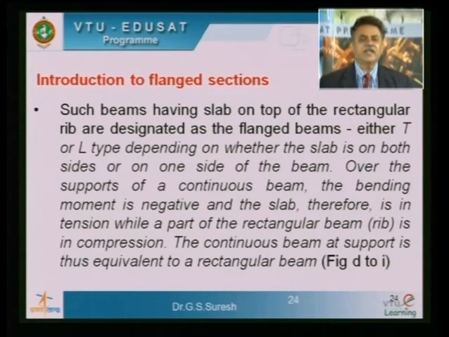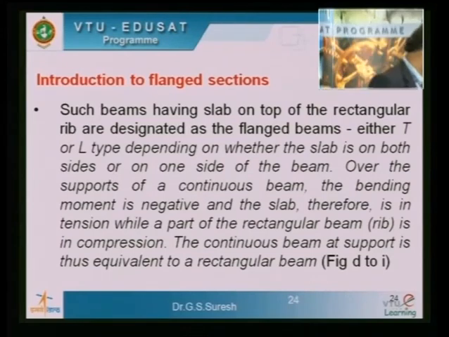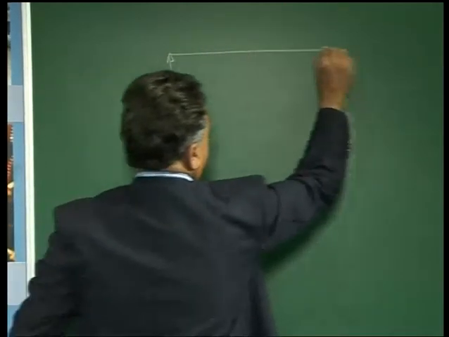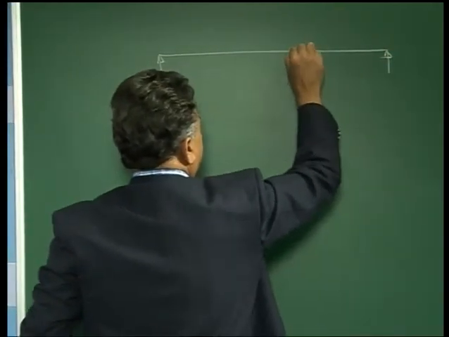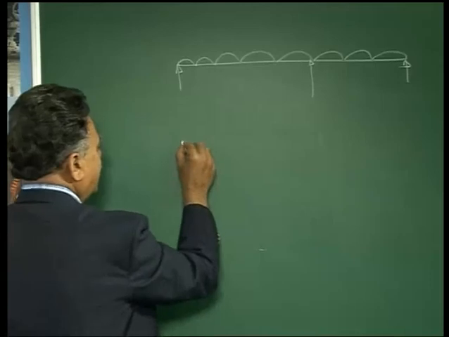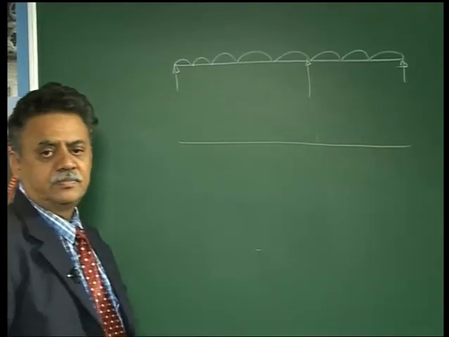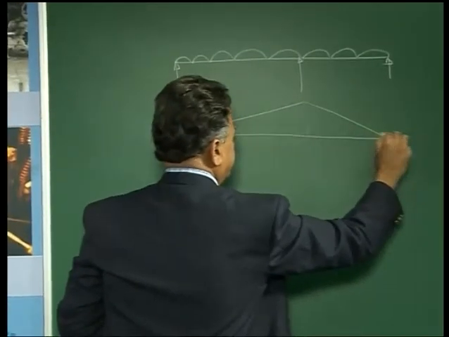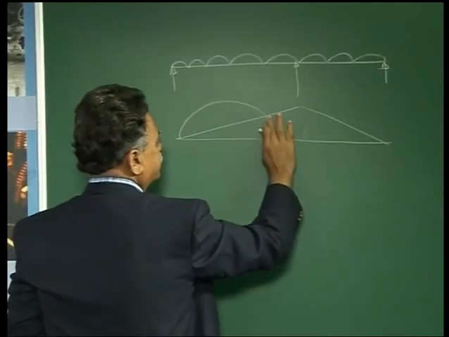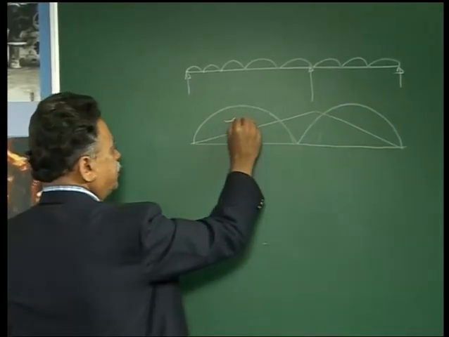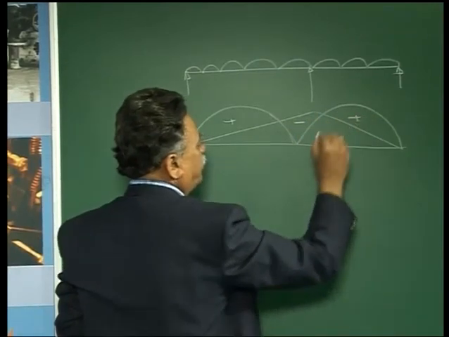Let us try to understand this with the help of the sketch on the board. Now I will show you. Now I have the case of a continuous beam. You consider this as a continuous beam. I will take two spans and I apply the UDL. Now if I draw the bending moment diagram, if you recall your structural analysis 2, I draw the negative bending moment diagram like this. Over this I superpose the simply supported bending moment. This is positive, this is negative, this is positive.